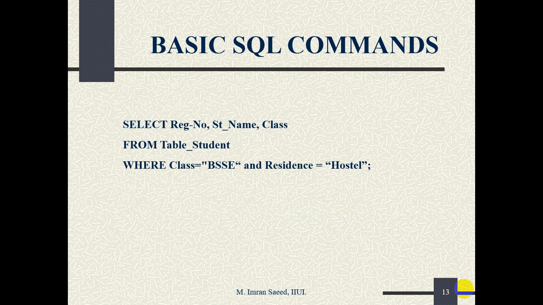So here I have written down another command, select reg number, student name, class from table student where class is equal to BSSE and residence is equal to hostel. So it will show us all the students who are studying in BSSE and they are not day scholars, rather they reside in the hostel. So in this way you can apply AND or OR that you are used to in your programming. In the same manner you will apply those different combinations of AND and OR in SQL queries.